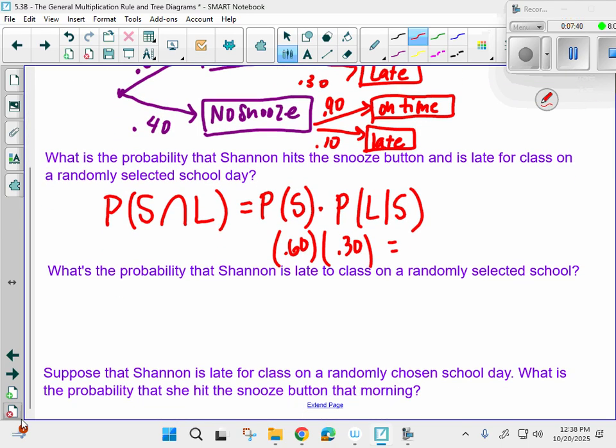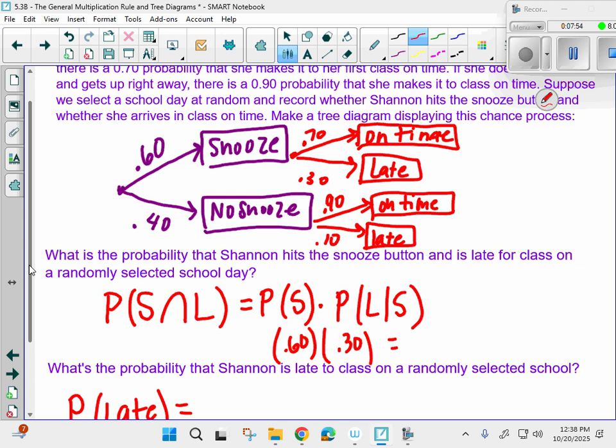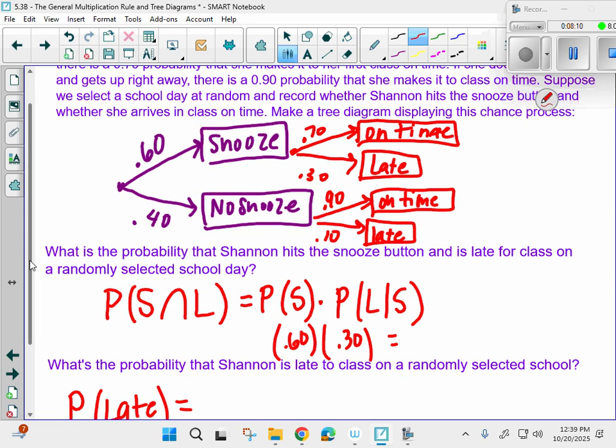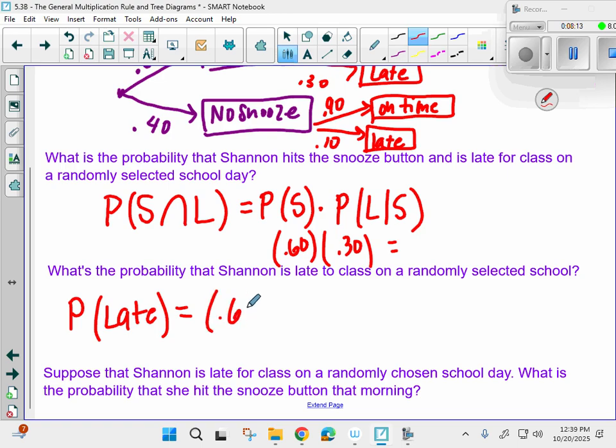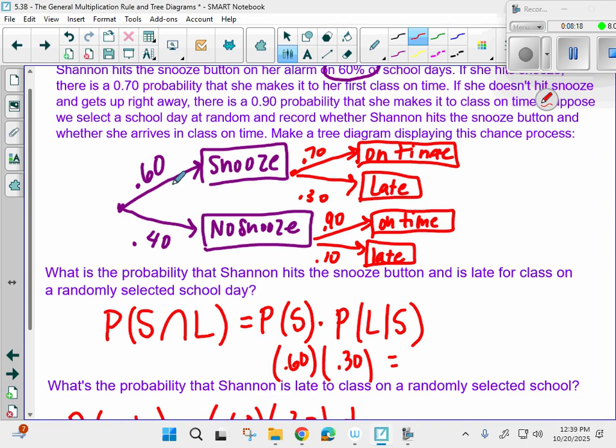What is the probability that Shannon is late to class on a randomly selected school day? All right, probability that she's late. Now, there are two ways that she could be late. She could hit snooze and be late, or she could no snooze and be late. So we're actually adding together two different multiplication problems, because or means add. So one of the ways we just did, I'm going to go ahead and write that down, 0.6 times 0.3. So that's the pathway where she hits snooze and is late, here to here.